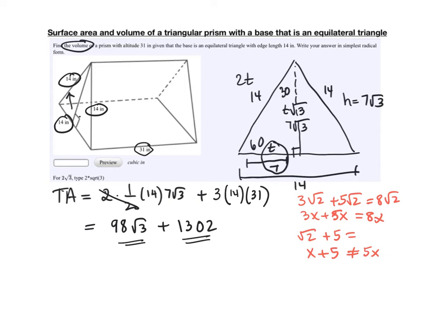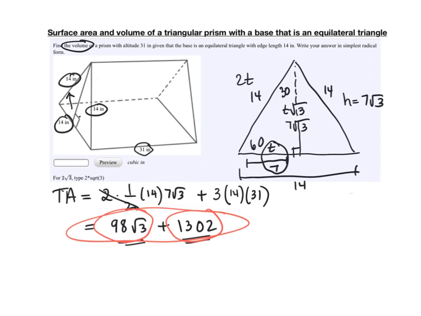You can't add them. So over here, there's no way to add 98 root 3 and 1,302 unless I approximate and make it a decimal. And that's not what we're doing here. So punch this answer into your box, and that would be the total area, the surface area, the area of all the outside faces.